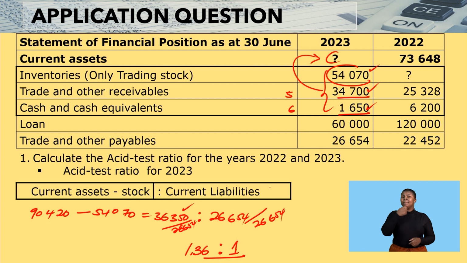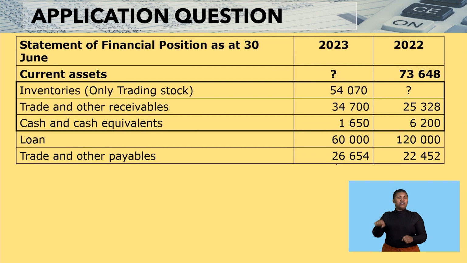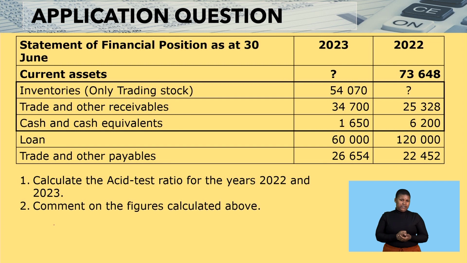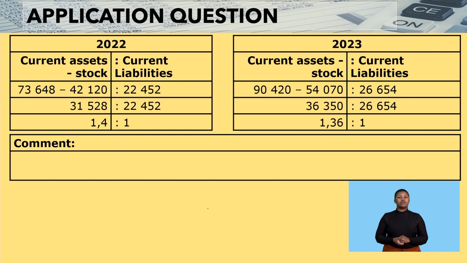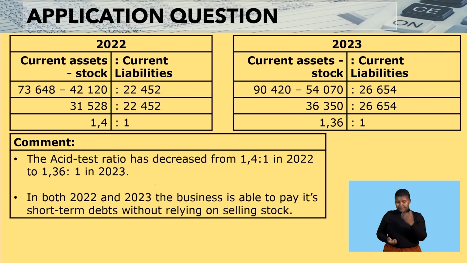Now I have my asset test ratio for the year 2022 as well as 2023. When I have them, then I can comment on them, because question number 2 wants me to comment on the figures calculated above. When I'm commenting, there are 3 aspects that I need to touch. I need to speak of the name of the financial indicator. I need to also speak of the trend. Do we have an increase or a decrease? And I need to include figures in my comment. Let's look at it then.